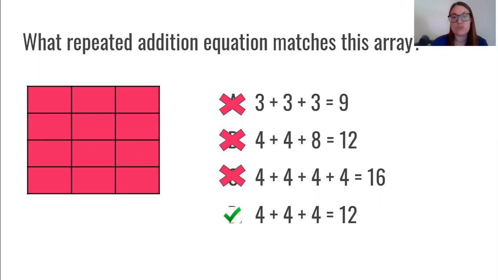When you are looking to match a repeated addition equation to an array, you have to make sure of a couple of things. When you're doing repeated addition, the number that you're adding together is going to be the same. You cannot have other numbers in a repeated addition equation. This is not a repeated addition equation. Repeating means you're doing the same thing over and over. Okay? The other thing you want to make sure of is, does it match the number of rows or columns? And then, is the answer correct?